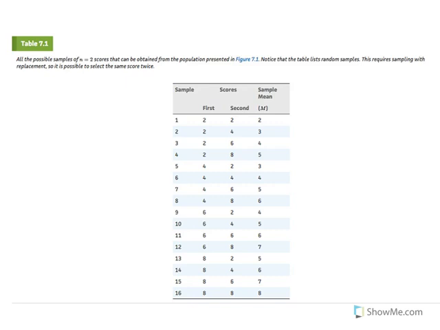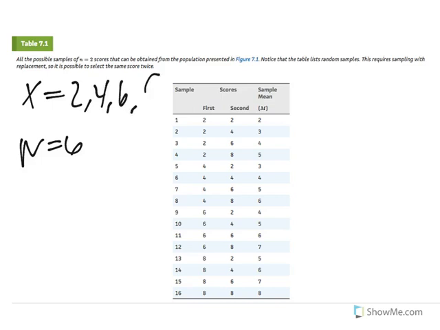So in table 7.1, we have all of the different possible samples. So here, again, we had original x values. We had a population of 6 scores, and those scores were 2, 4, 6, and 8. And this column here shows how many possible samples are derived from this population of 6 scores. So again, here are the scores. So if we randomly select a score, and the first score, these are x values, is 2, and the second value is 2. If we take the mean of that sample, so again, all samples are equal to 2 scores.